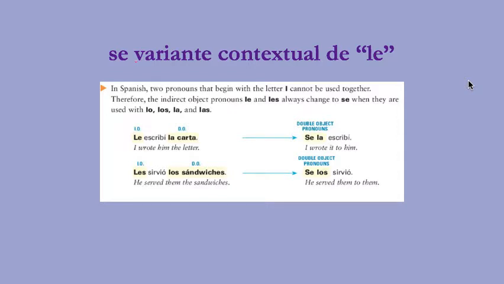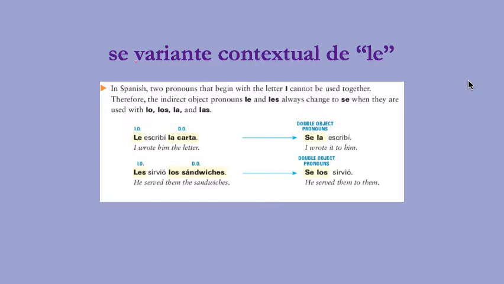So, the sort of troublesome part comes in with the fact that in Spanish, two pronouns that begin with the letter L can't be used together. So you would want to say, por ejemplo, le escribí una carta. You might want to say, le la escribí, with the I of indirect and the D, la. But the trouble is they don't say that. Instead, they use a different usage of the word se, which is called se variante contextual de le. It just sounds a lot nicer.